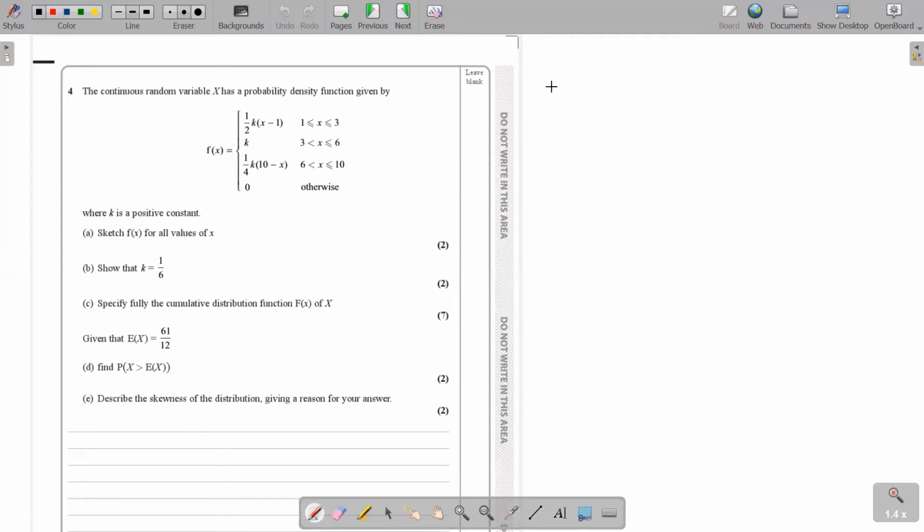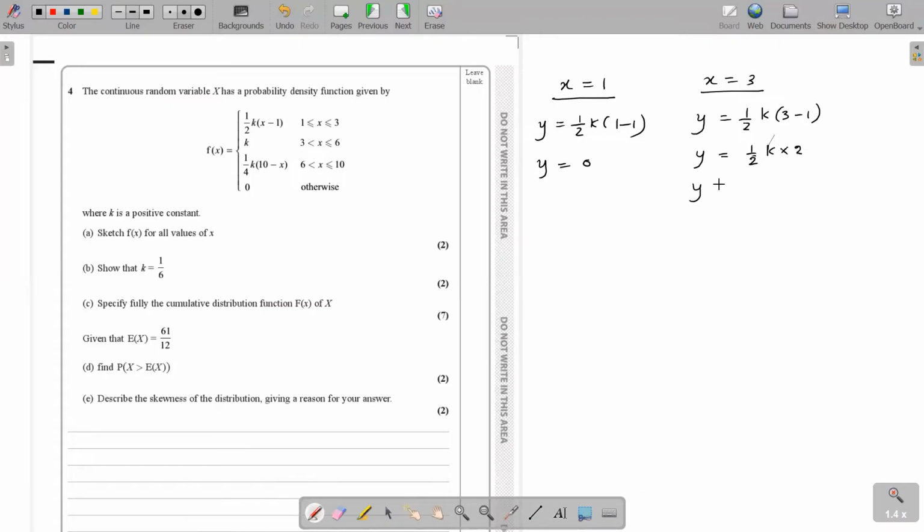So what you do is consider the first graph. When x equals 1, get the y value. What's the y value? y equals half k times 1 minus 1, right? For the first one, replace x with 1. What do we get? y is 0. Then replace x with 3. What do we get? y equals half k times 3 minus 1, and 3 minus 1 is 2, which gives me y equals k.